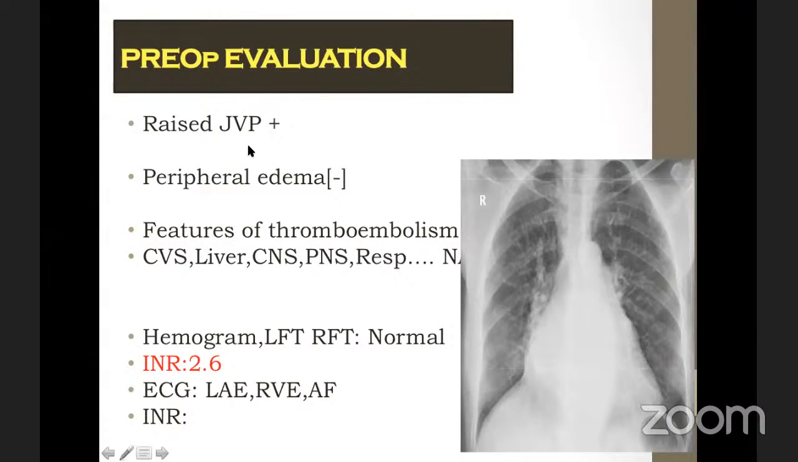In the pre-op evaluation, you saw the JVP is raised, but there is no peripheral edema, and there is no feature of thromboembolism. The other systems, apart from the CVS findings, are normal. Hemogram, LFT, RFT normal. The INR is 2.6. And on ECG, there is sign of left atrial enlargement, right ventricular enlargement, and the feature of atrial fibrillation.